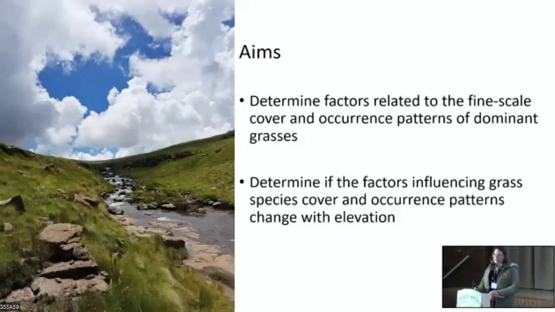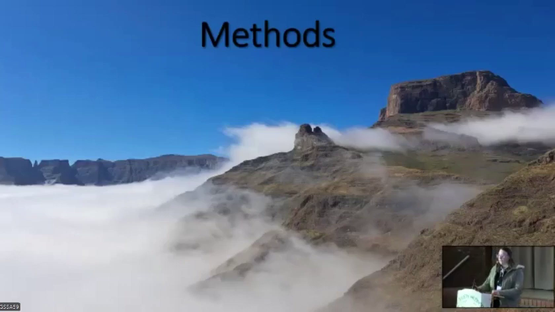So the aim of my study was to determine what factors are related to the fine-scale cover and occurrence patterns of the dominant grasses in the Maluti-Drakensberg grasslands, and to assess if these factors change with elevation. So, like I said, my study was conducted in the Maluti-Drakensberg mountain range over the course of 5 years, from 2018 to 2023.